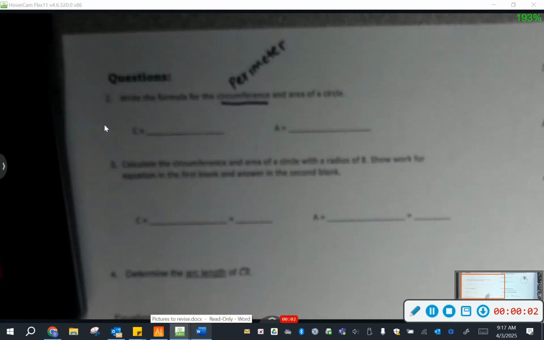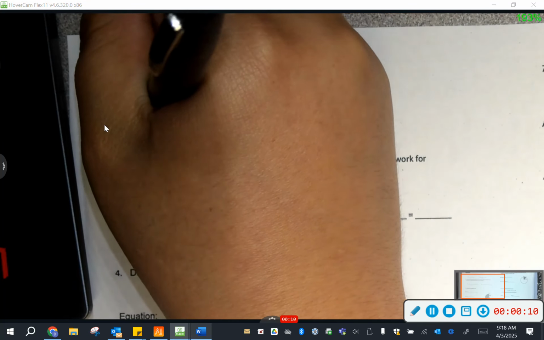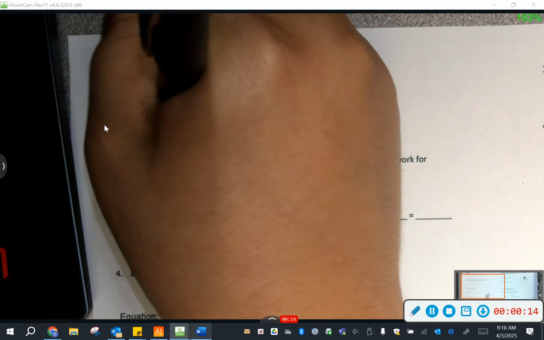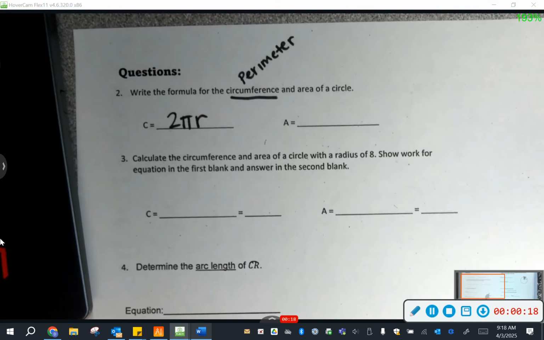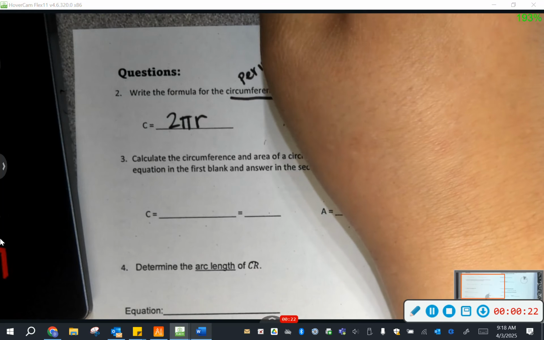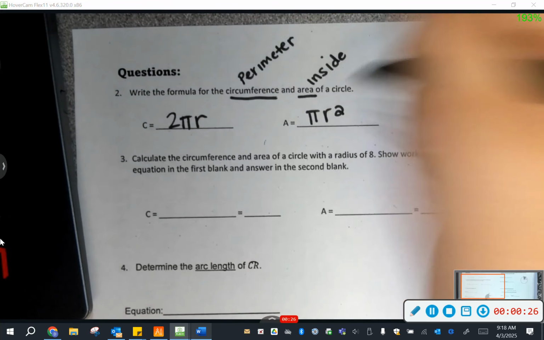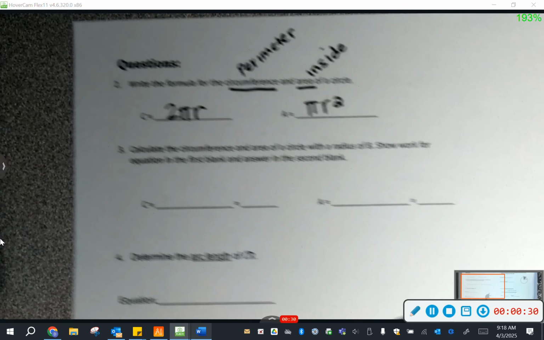All right, so circumference is the perimeter of a circle. And the formula was what for circumference? 2 pi r. Good. And then area is what is inside, the area inside a circle. And what was the formula for that? Pi r squared. And those you learned in elementary and middle school. It's been a while, but you did learn that.